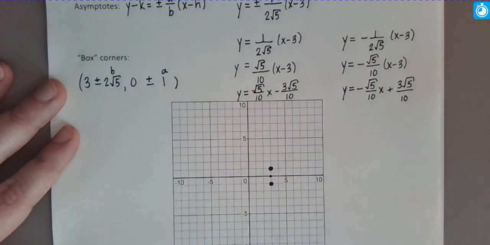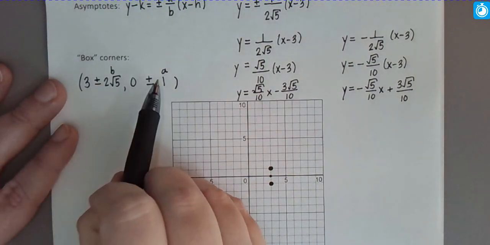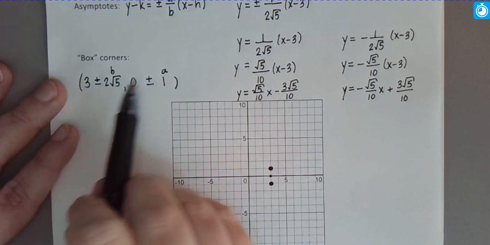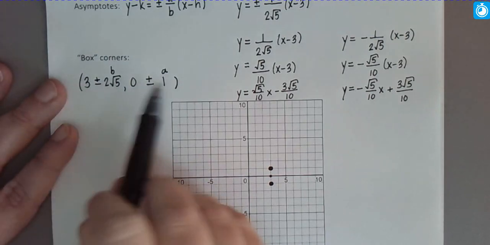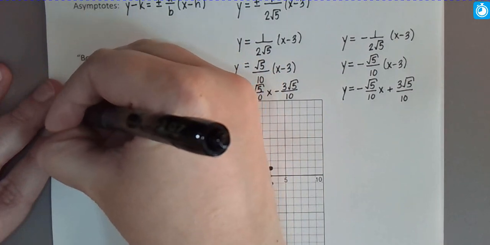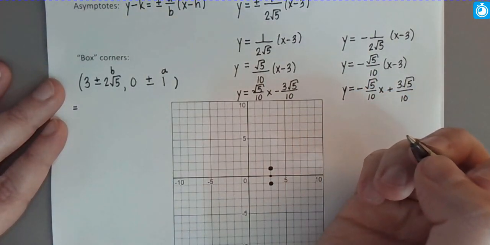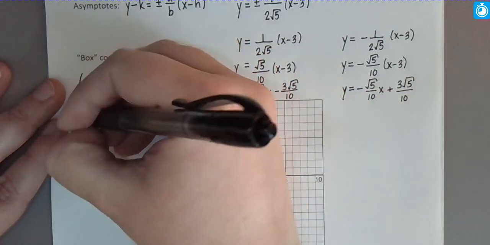Now, we need to come up with all 4 pairings. What I mean by that is plus and plus, plus and minus, minus plus, minus minus. This formula right here actually represents 4 different ordered pairs. So we want to write out all 4 of those ordered pairs because those are going to be the ordered pairs that represent the corners of this box.